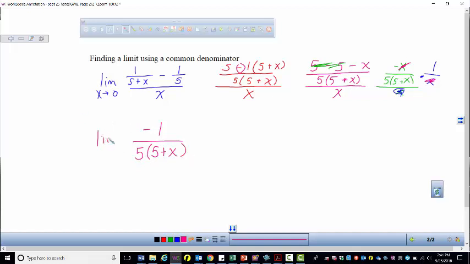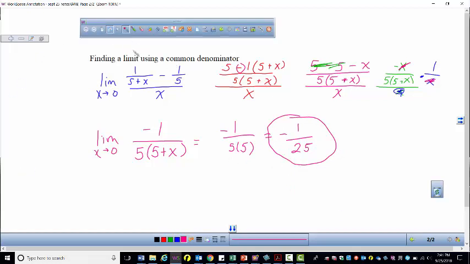and you're taking the limit as x approaches 0. So if I plug 0 in there, I get negative 1 over 5 times 5, or negative 1/25, which I normally write as a fraction. On Canvas, you'll have to put it in as a decimal. So that's using a common denominator.